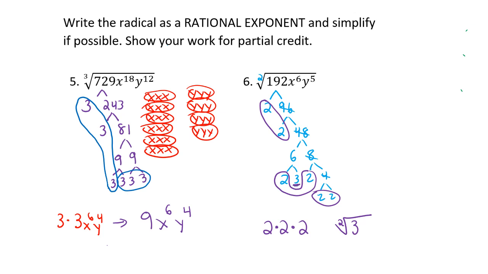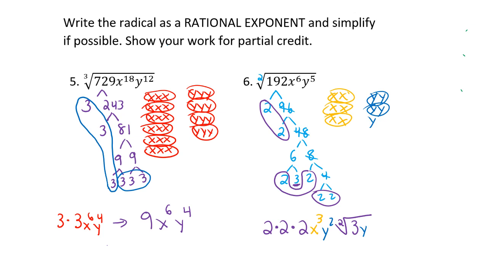Then I'm going to go ahead and deal with my variables. I have 6 x's. That's 4 and 6. 1 circle, 2 circle, 3 circle. So I'll have x to the third. I'll then do 5 y's. 1, 2, 3, 4, 5. 1, 2. 2 circles. Y to the second. Now, I do have a y left over, so I have to write that inside the radical.